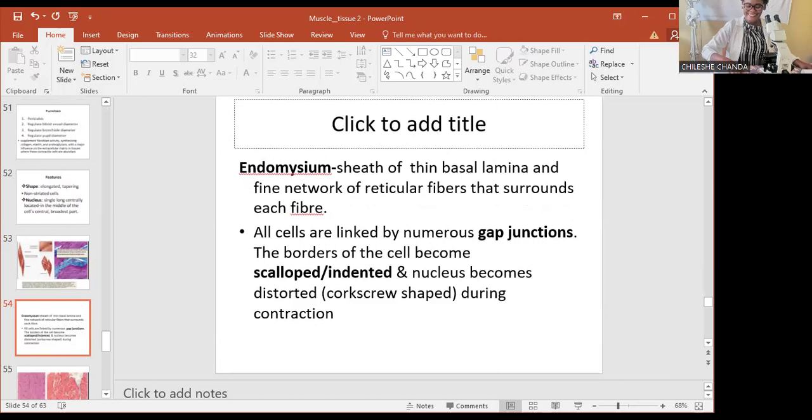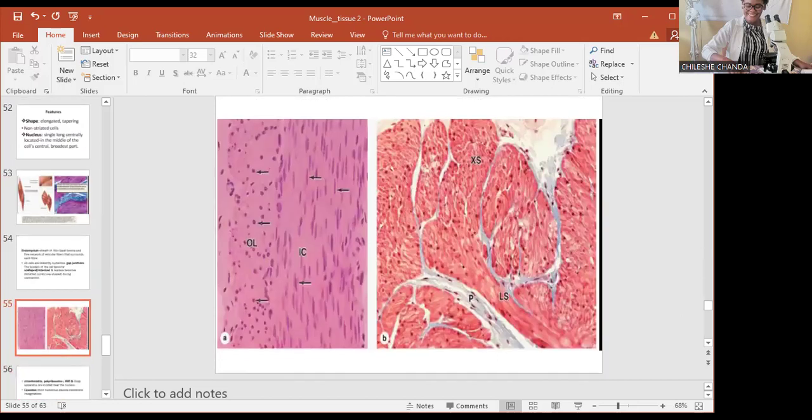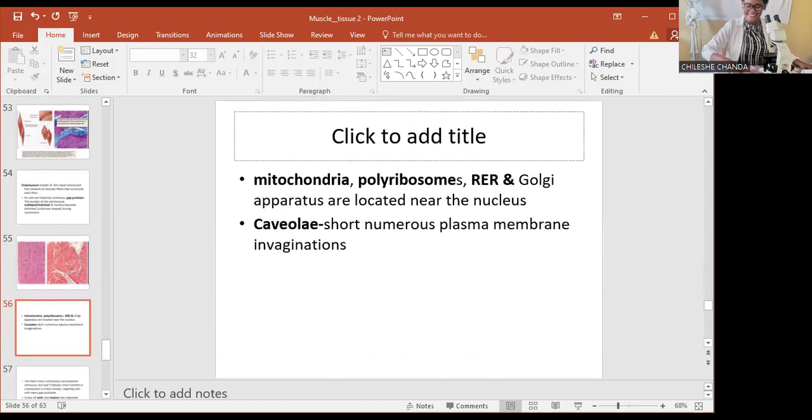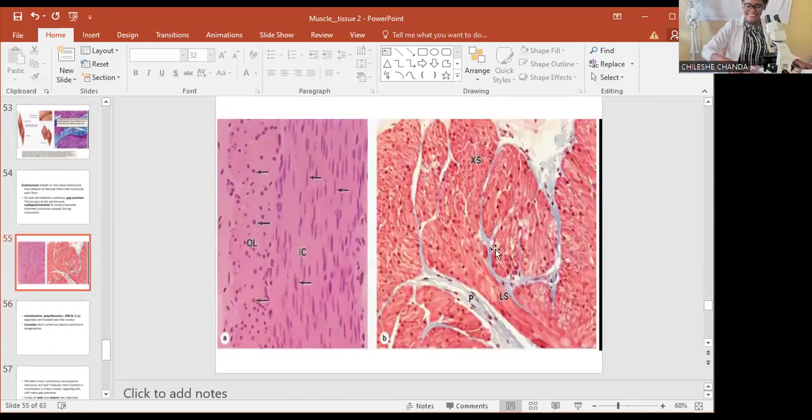I don't know why this slide is found here, but that is talking about those outer surroundings of the muscle. When you look at smooth muscle under a microscope, this is what you're going to see. You're not going to see any particular arrangement. This is what you're likely to see.